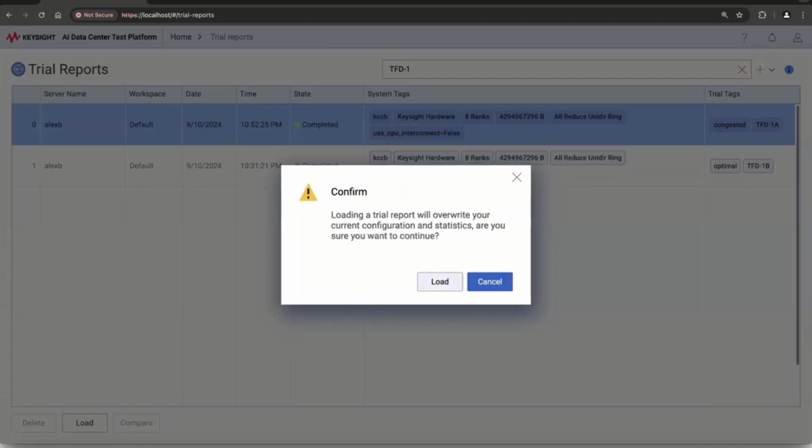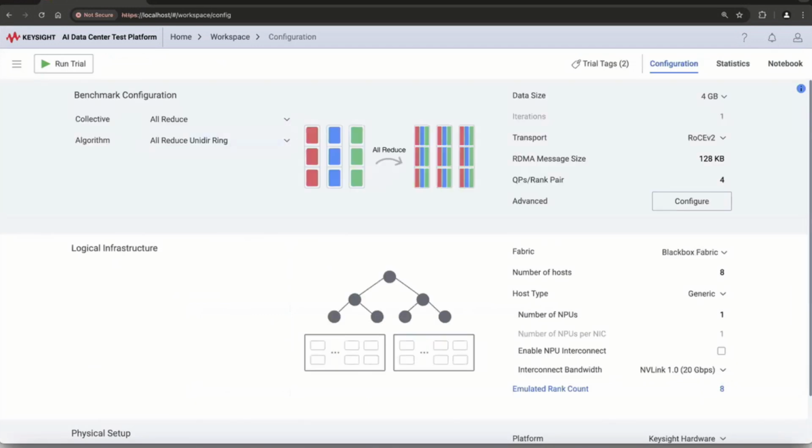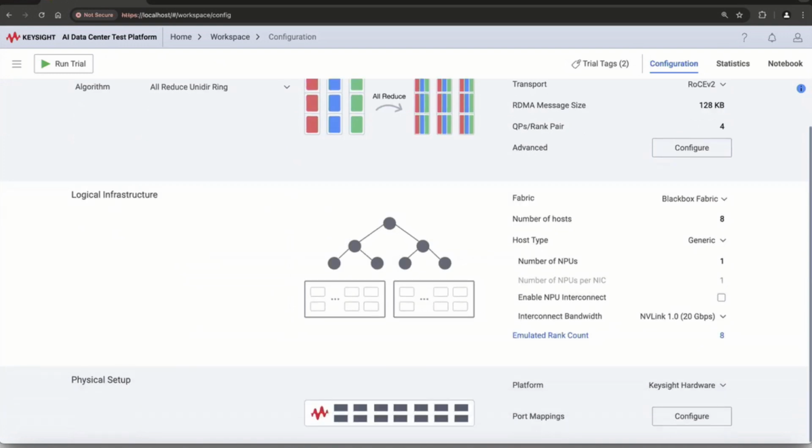So I'm going to open the old trial. This is the configuration page, the first page in the Keysight Collective Communications Benchmark. There are 3 parts to it: the benchmark configuration, which I'll talk about, the infrastructure that we want to emulate, and then the information about our chassis that we need to provide.